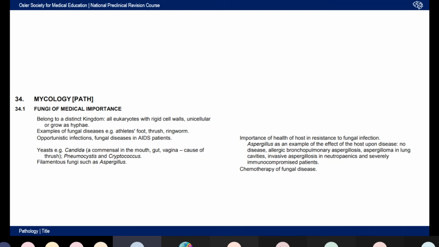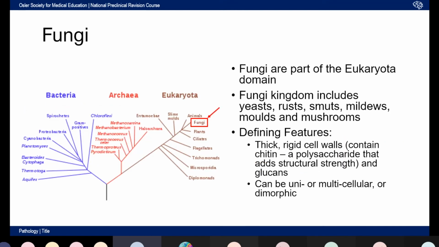Again, there's not actually much on your syllabus for this. You just need to know about some of the medically important fungi. So this is the syllabus, which I'll try and cover.